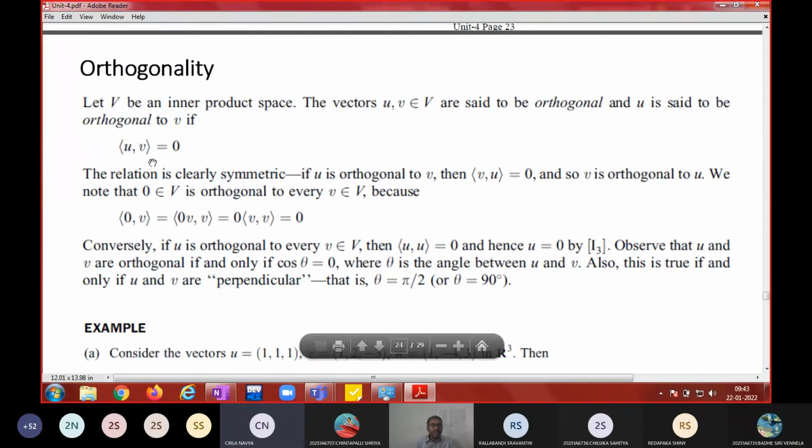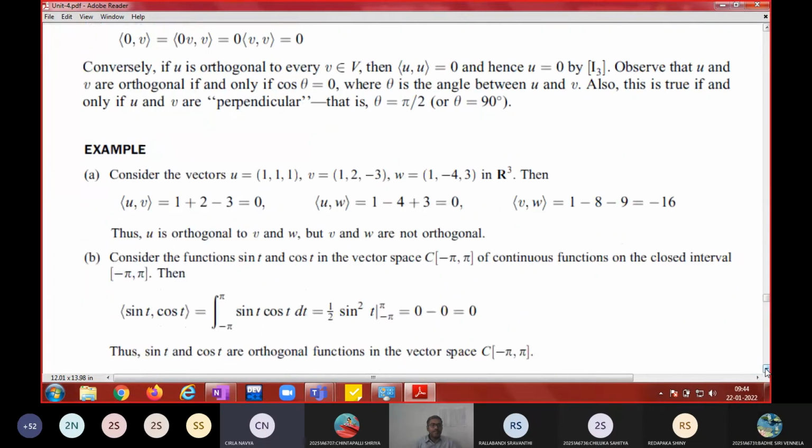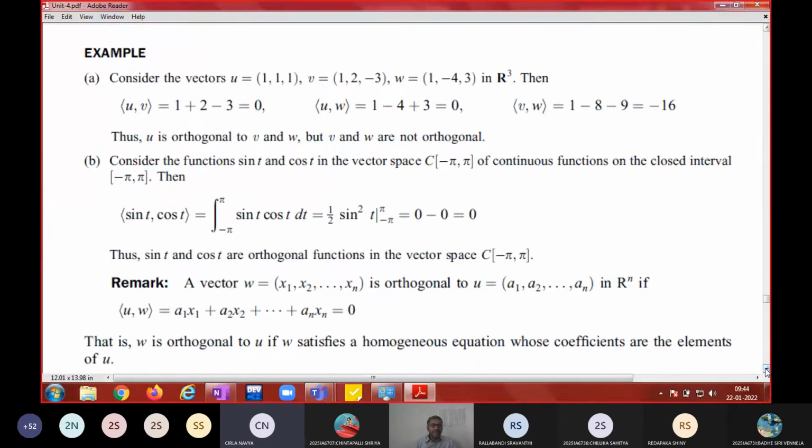And what do you mean by orthogonal? If the inner product is 0, then they are said to be orthogonal vectors. And you know 0 is always orthogonal to every vector because inner product of 0 comma v is going to be 0. And these are some of the examples, and this is another way of defining the inner product. Inner product can be defined through an integral form also.